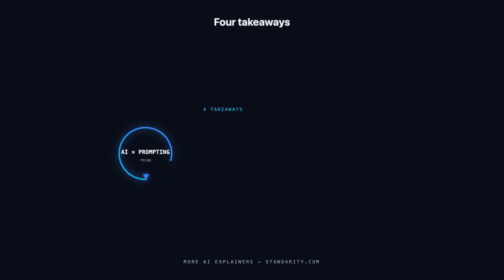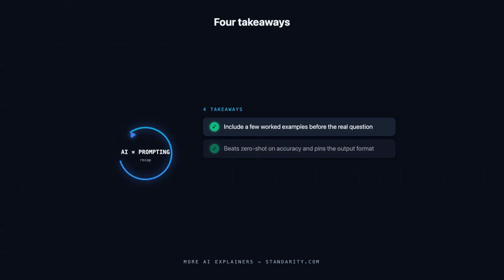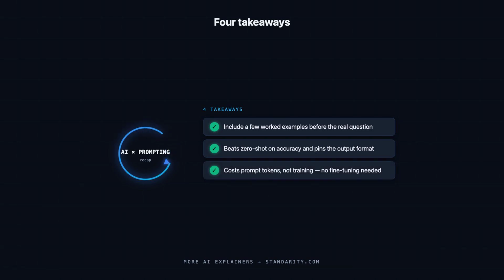Okay, let's lock in the essentials. This method includes a small number of worked examples in the prompt, typically 2 to 5 shots before the real question. Compared to zero shot, it reliably improves accuracy and, most usefully of all, pins down the output format the model produces for you. It costs no training whatsoever, only prompt tokens and context window, and its quality depends heavily on choosing correct, diverse, well-formatted examples.